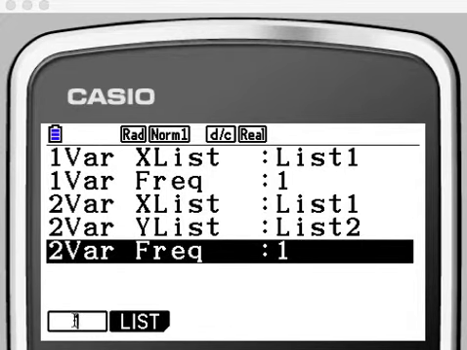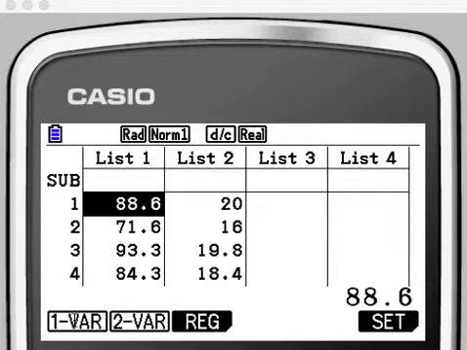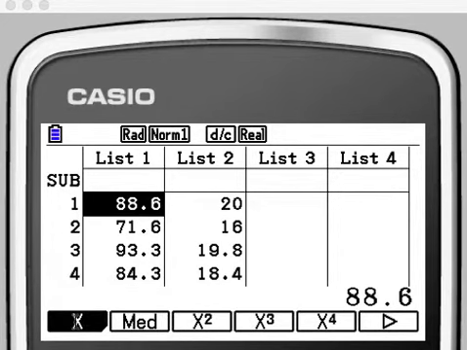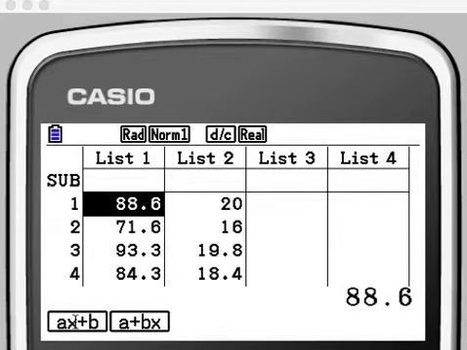Notice that the two variable frequency is also always going to be left 1. Now I'm going to press the escape key on my computer keypad. Next, I'm going to press the REG key, that stands for regression, and then I'm going to press the X key, which identifies linear regression. Lastly, we're going to press the AX plus B key because we want our regression values reported in slope-intercept form.